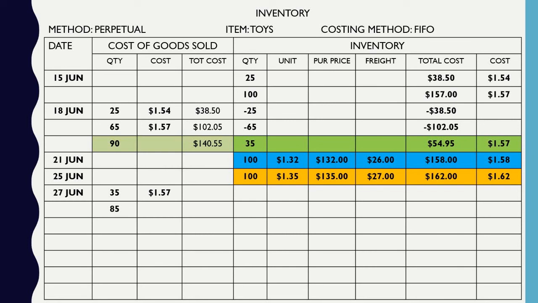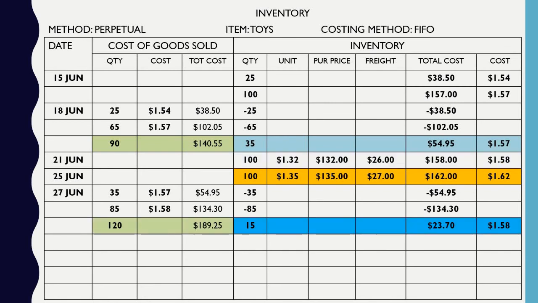I only need to take out 85 of them. So again, my cost per item is $1.58. So I take this out, getting rid of my green batch, and then I identify that this 85 at $1.58 is going to give me a grand total of $134.30. So in this case, I also have to subtract it out. So that means my blue batch is now remaining at 15 items for $23.70.